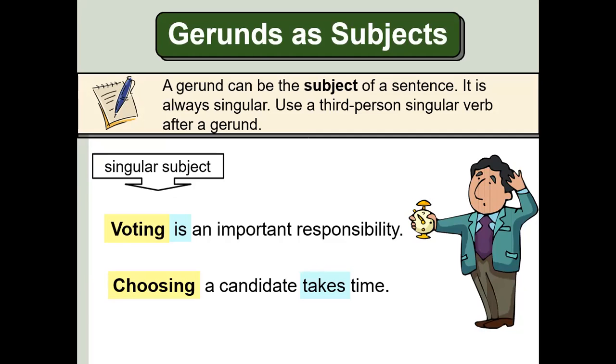A gerund can be the subject of a sentence. It is always singular. Use a third person singular verb after a gerund. Voting is an important responsibility. Mire, aquí le dice use una tercera persona del singular después del gerund. Choosing a candidate takes time. Okay.